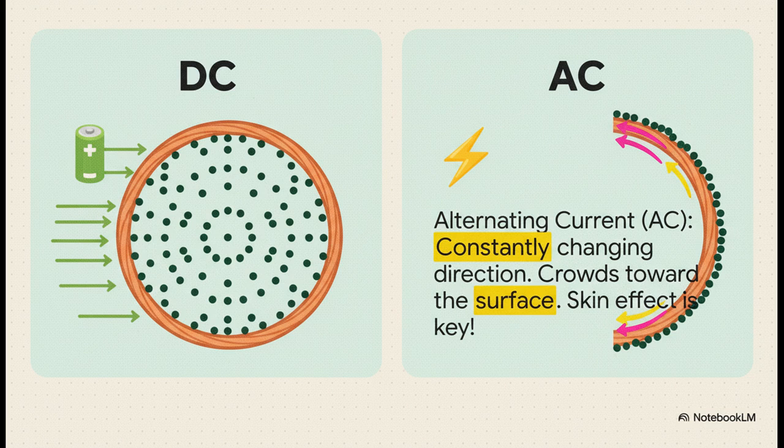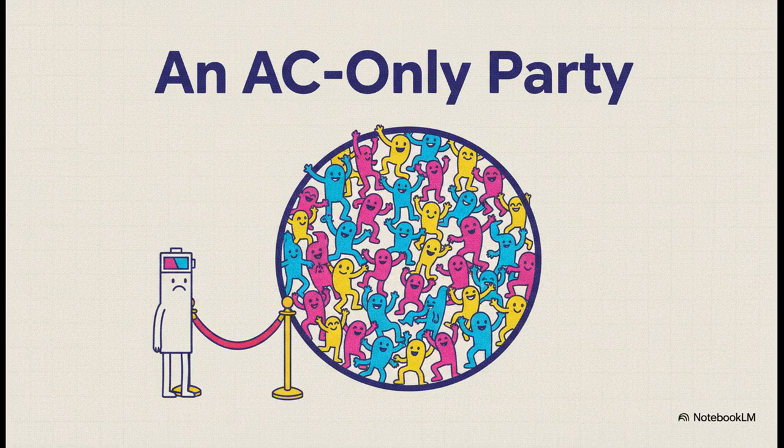But then you've got alternating current, or AC. This is the stuff that comes out of your wall outlets. It's constantly flipping direction, back and forth, back and forth. And this is where things get weird. This is where the skin effect comes into play. And this is absolutely the most important thing to remember right now. The skin effect is an AC-only phenomenon. DC doesn't do this. It's an exclusive club, and DC is not on the list. This is our biggest clue so far in figuring out what's really happening.